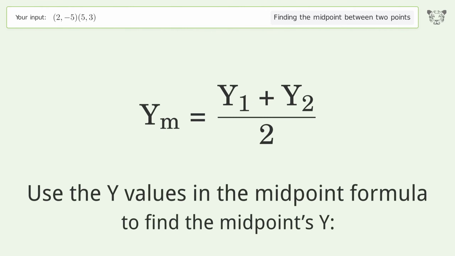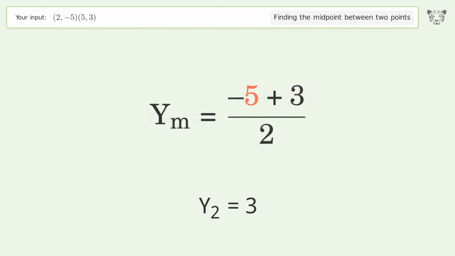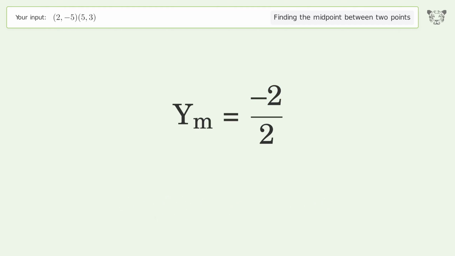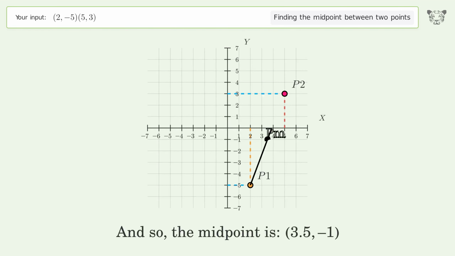Use the y values in the midpoint formula to find the midpoint's y. y1 equals -5. y2 equals 3. Simplify the arithmetic. And so, the midpoint is 3.5, -1.